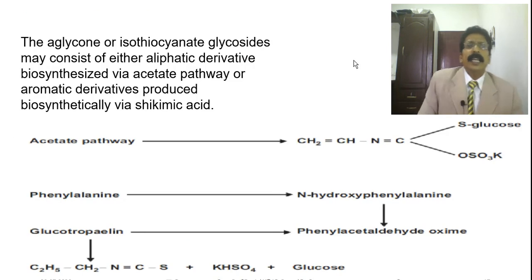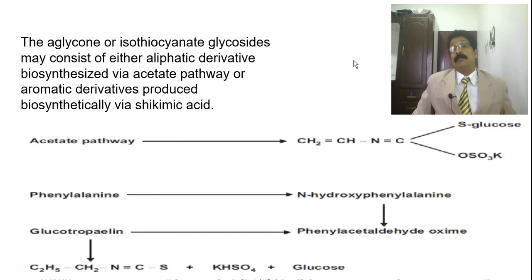And see here, the aglycone of the isothiocyanate glycoside. There is another glycoside, isothiocyanate, that means NCS. An isothiocyanate glycoside may consist of either an aliphatic derivative biosynthesized via the acetate pathway or an aromatic derivative biosynthesized by the shikimic acid pathway. Aromaticity can be achieved only by the shikimic acid pathway. So there is an aliphatic derivative, and it can also go for an aromatic derivative using the shikimic acid pathway.